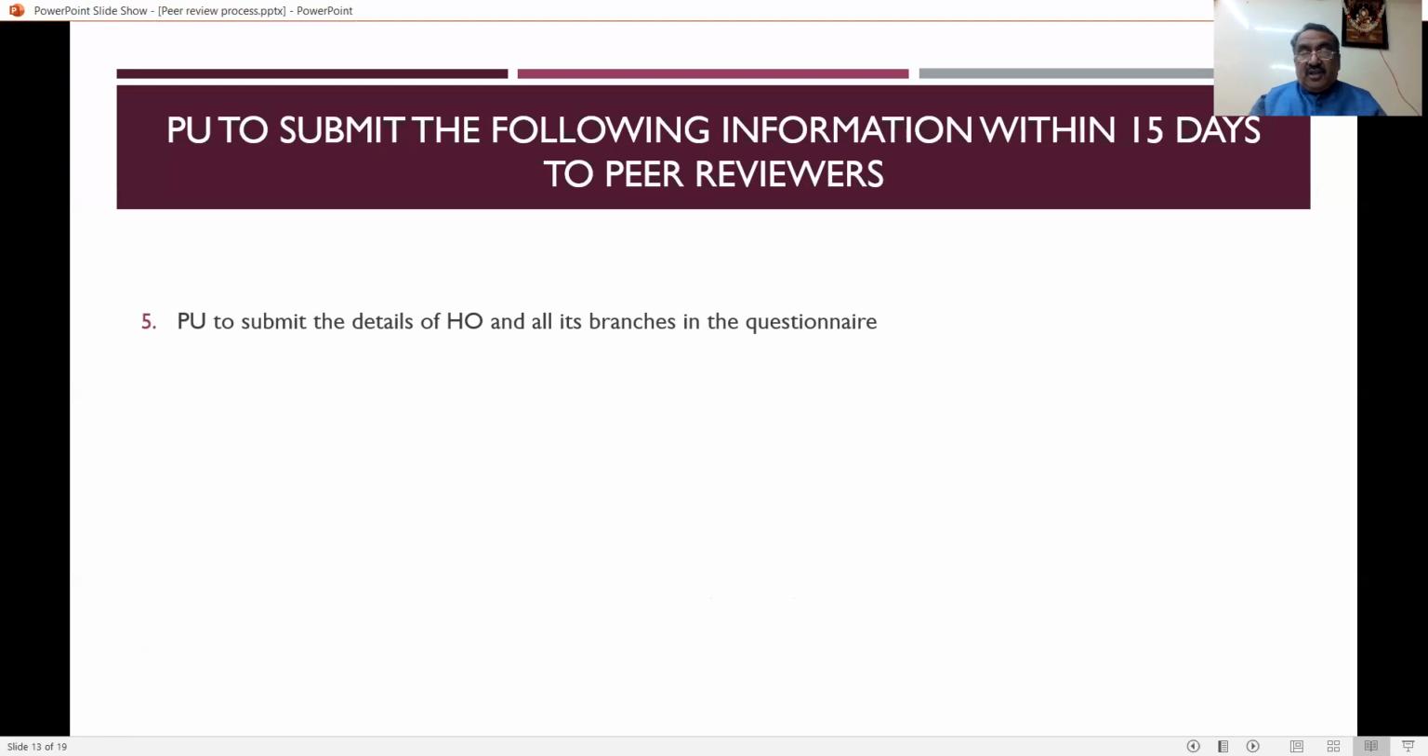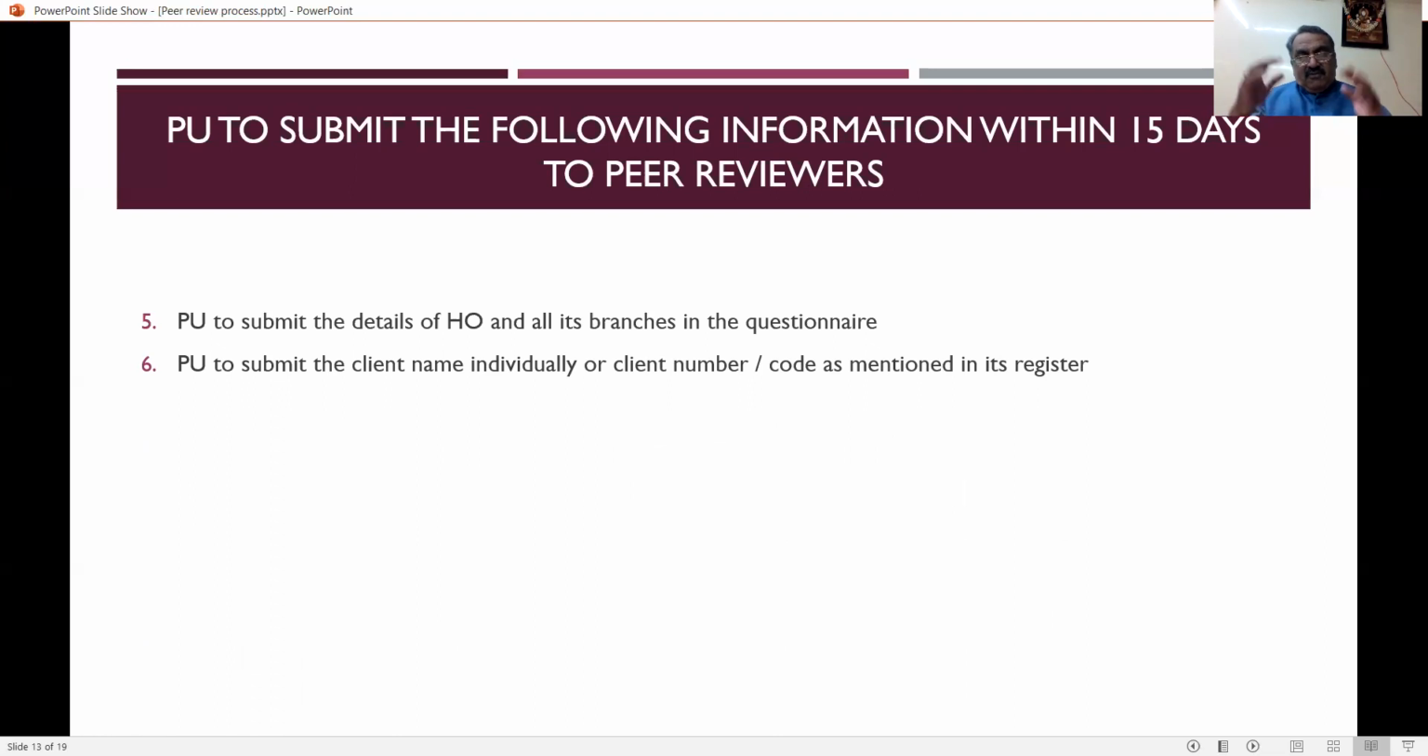And the practice unit has to submit the details of the head office and all its branches in the questionnaire. That is, where the head office is, what the number of branches is, and everything they have to give in detail in the questionnaire format prescribed by the board. And the practice unit has to submit the client names individually. These are all my clients, and the member has already given the confidentiality that we will not reveal the secrecy.